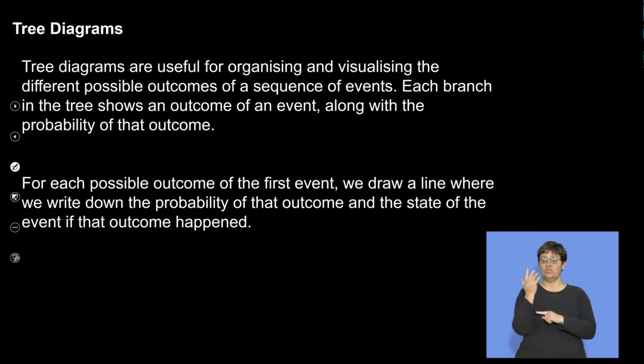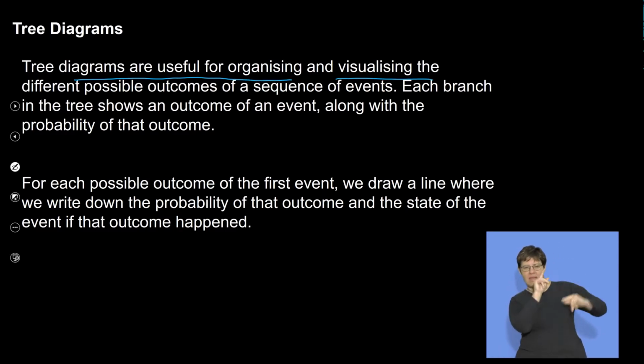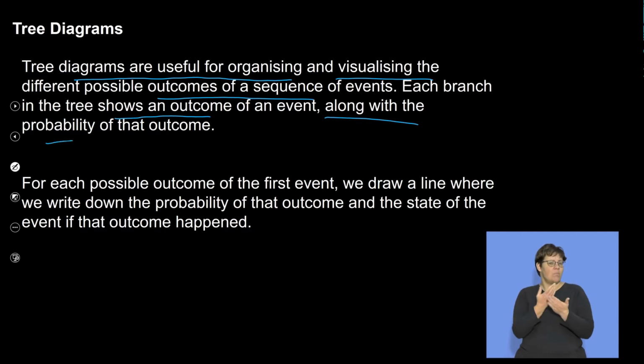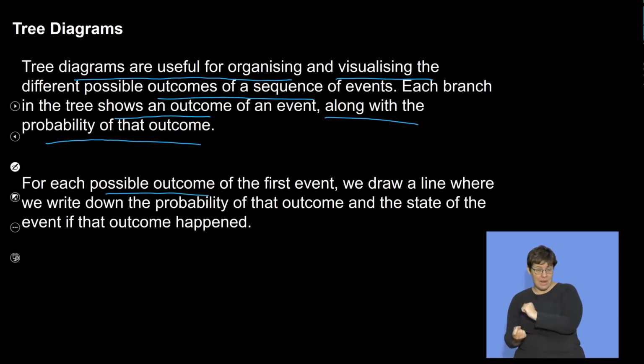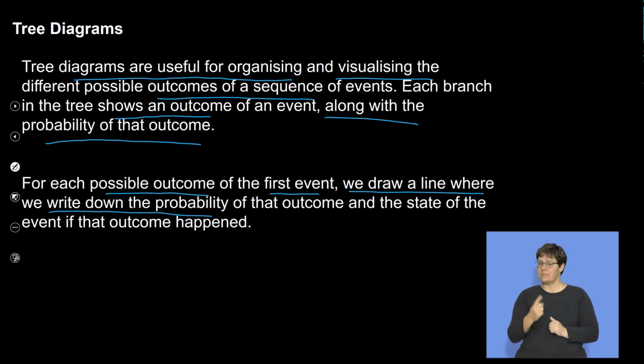Tree diagrams are useful for organizing and visualizing different possible outcomes of a sequence of events. Each branch in the tree shows the outcome of an event along with the probability of that outcome. I'll show you with an example. For each possible outcome of the first event, we draw a line. We write down the probability for that outcome and state the event if that outcome happened.